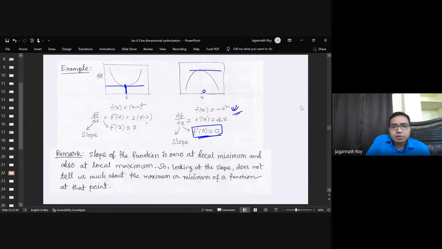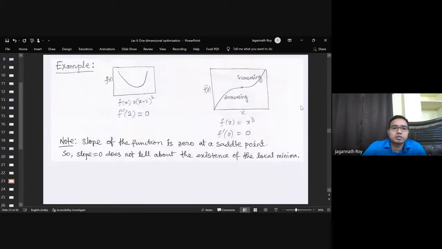It does not talk about the curvature. So f dash of 2 is 0 for this case, and f dash of 0 is equal to 0, but it is not talking about whether the curve is of this form or of this form. Looking at the slope, it does not tell whether we have a maximum point or a minimum point. It only tells about a local optimum.